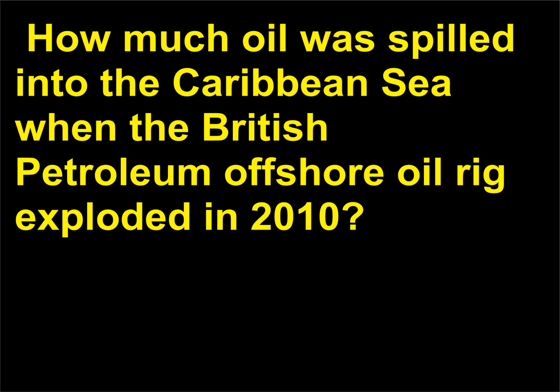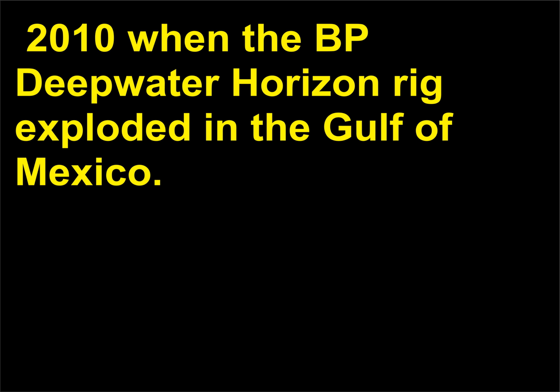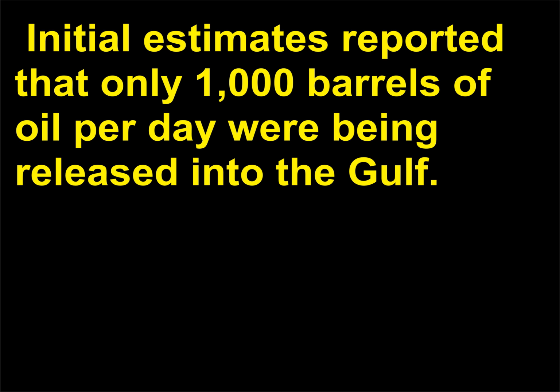How much oil was spilled into the Caribbean Sea when the British Petroleum offshore oil rig exploded in 2010? The largest accidental oil spill in the world began April 20, 2010 when the BP Deepwater Horizon rig exploded in the Gulf of Mexico. Initial estimates reported that only 1,000 barrels of oil per day were being released into the Gulf.